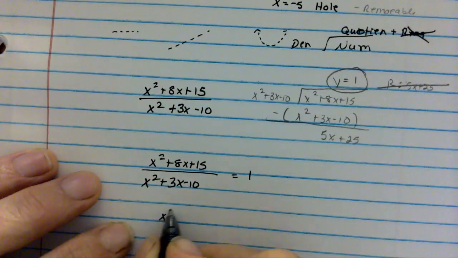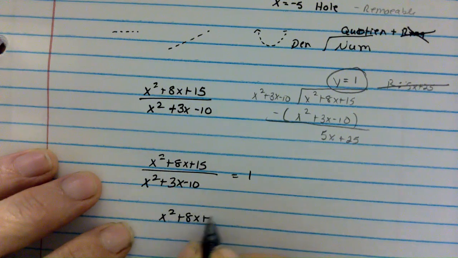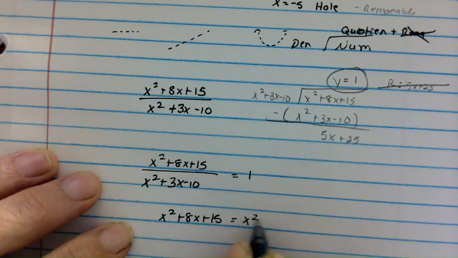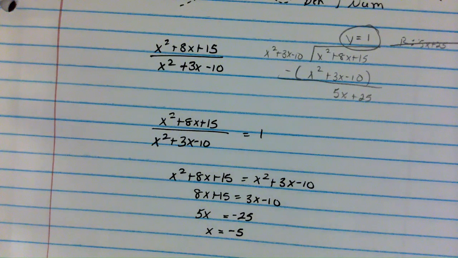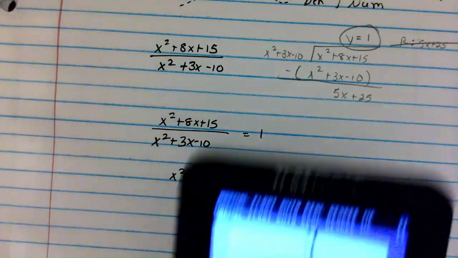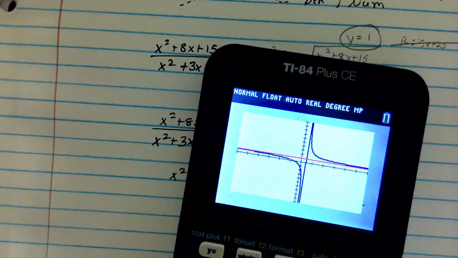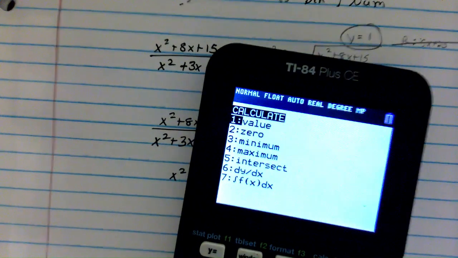Multiply over. Subtract the x squared, we get 8x plus 15 equals 3x minus 10. Subtract the 5x, subtract the 15, x equals negative 5. So yes, at negative 5, apparently we are going to be crossing it. We're not going to cross it very much.